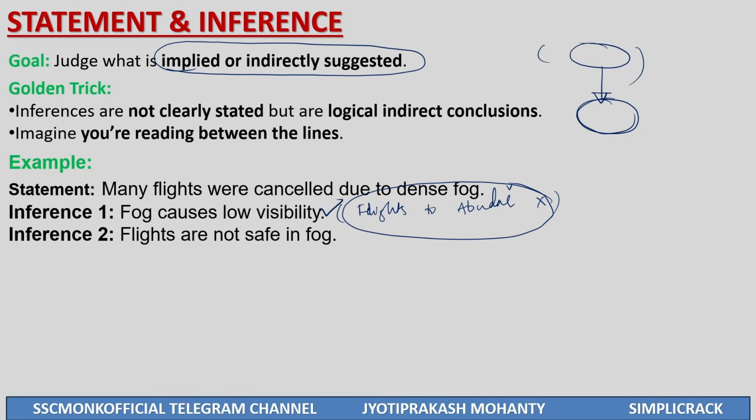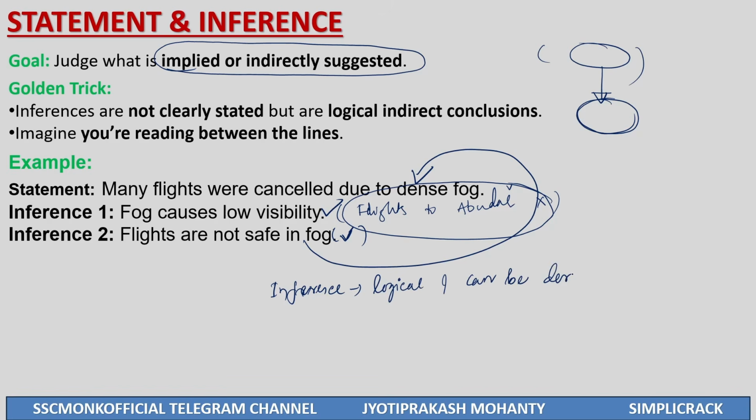But second inference, what is it saying? Flights are not safe in fog. Yes. If a flight is taking off and moving during the fog season, or it is foggy, then it will have low visibility and it may cause accidents. That means this is also true, and this has nothing to do directly with the statement, and we are deriving this from the statement. That means if my inference is logical and can be derived indirectly, then it will be my right option.